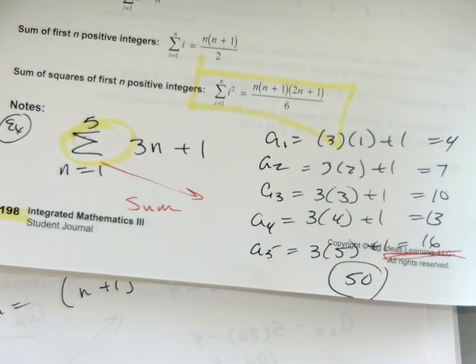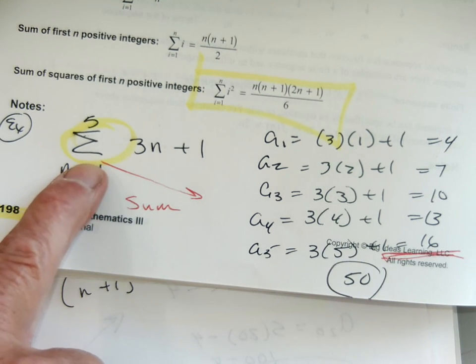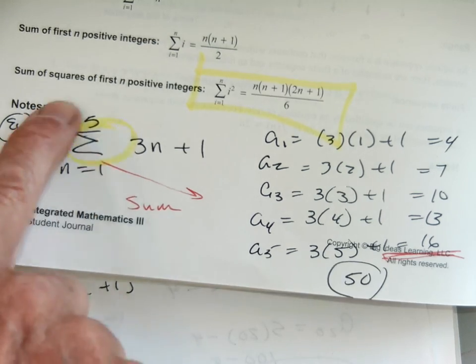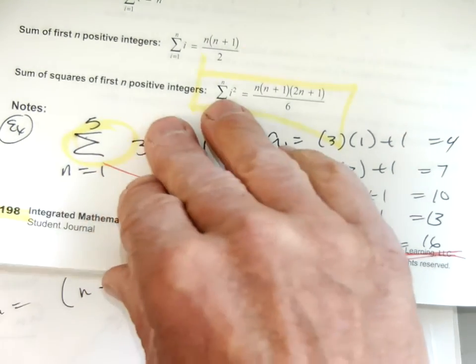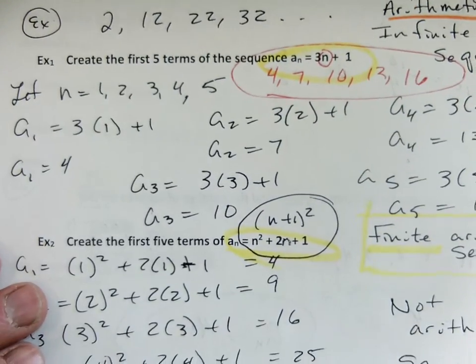All right, almost done. If you want just a list of numbers, it's called a sequence. If you want to add them all up, it's a series. This symbol means add them all up. The A of n symbol means just list them, okay?